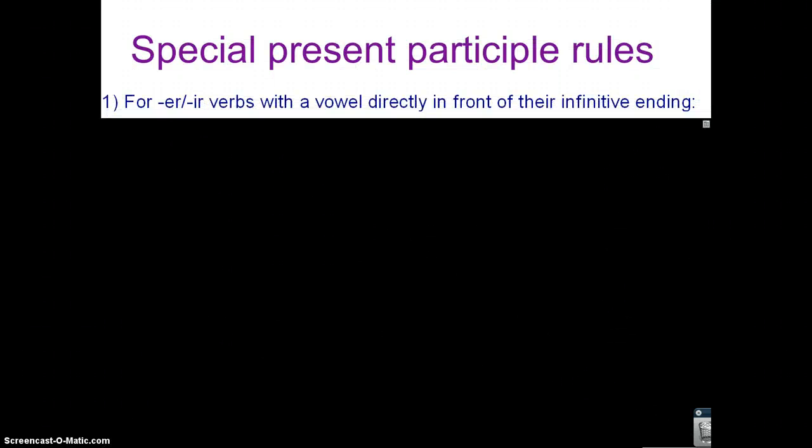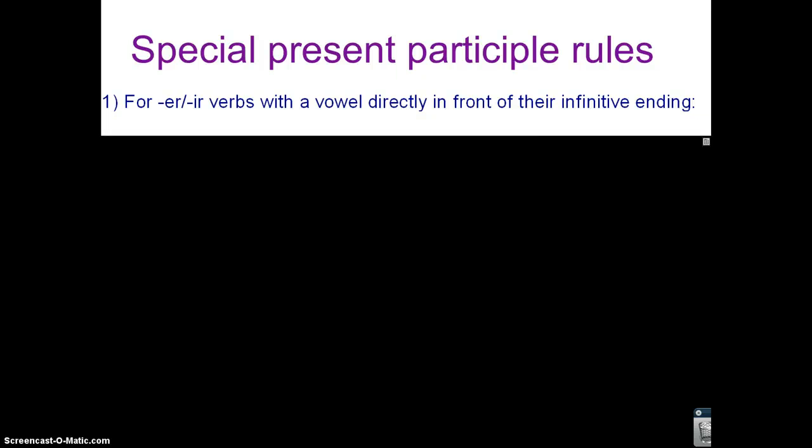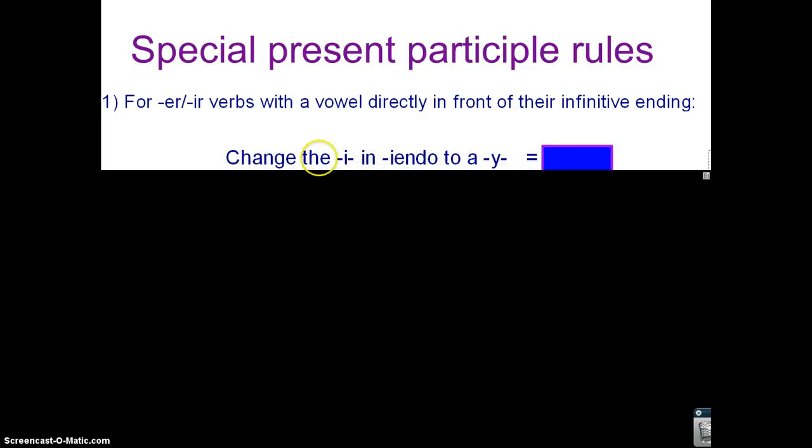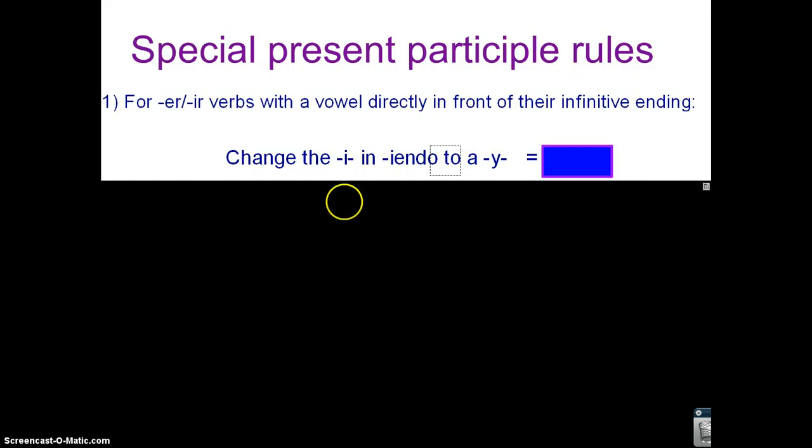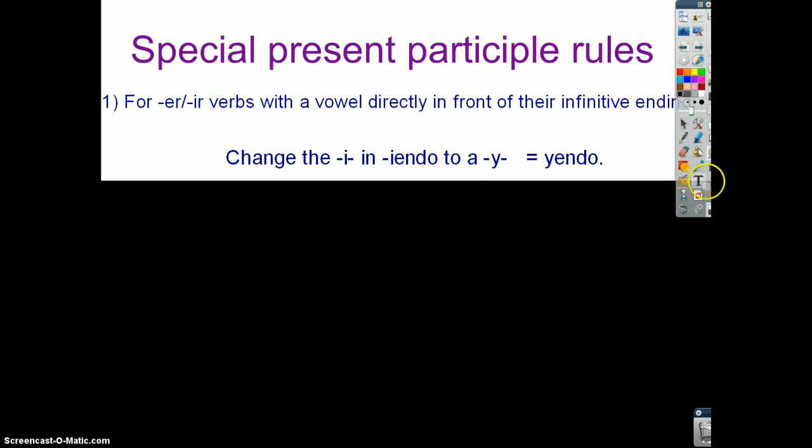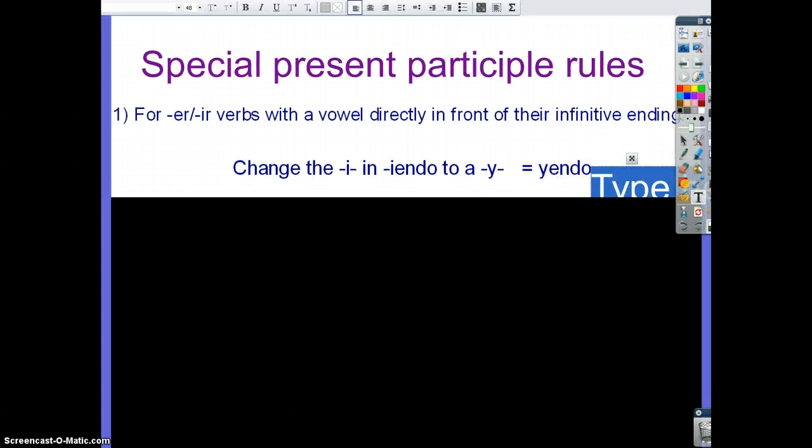Okay. For ER and IR verbs with a vowel directly in front of their infinitive ending, we're going to have to do something special. So this does not pertain to AR verbs, only ER and IR verbs that have a vowel right before their infinitive ending. You have to change the I in endo to a Y. So if I change the I to a Y, I get yendo. I don't know why I have a period there. That's not really a sentence. I can't get rid of it.